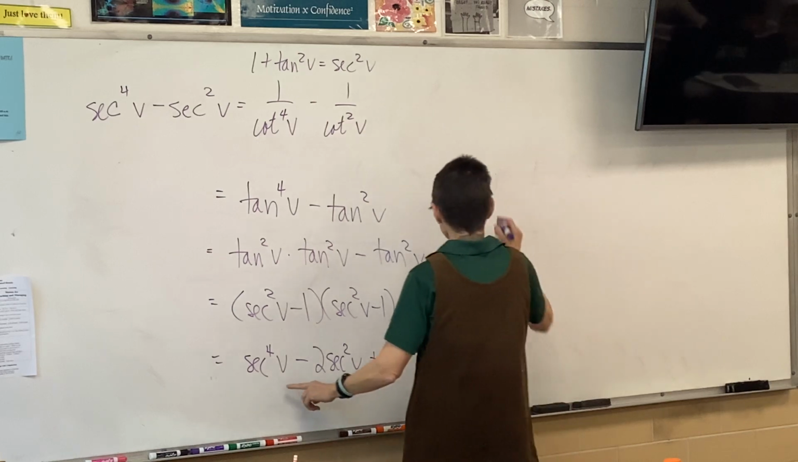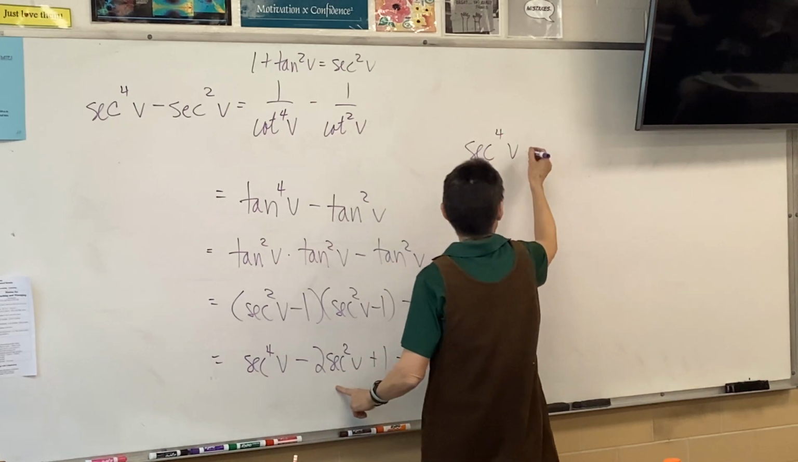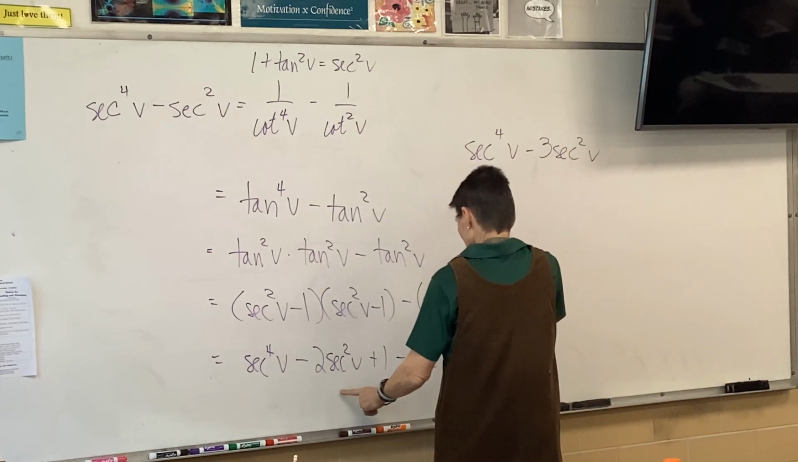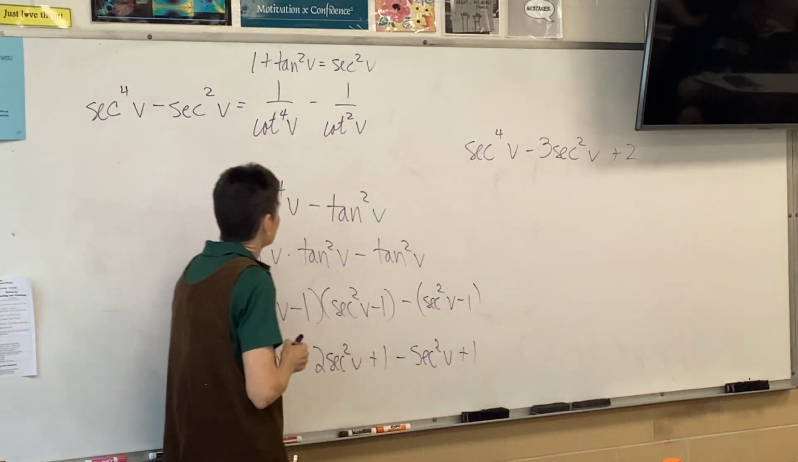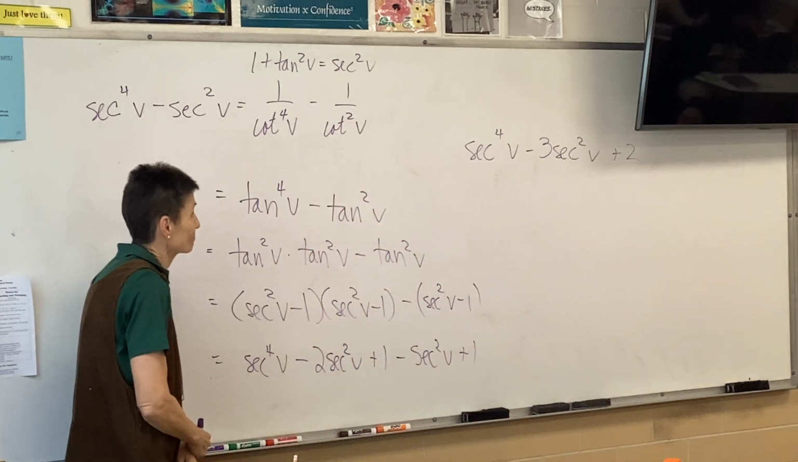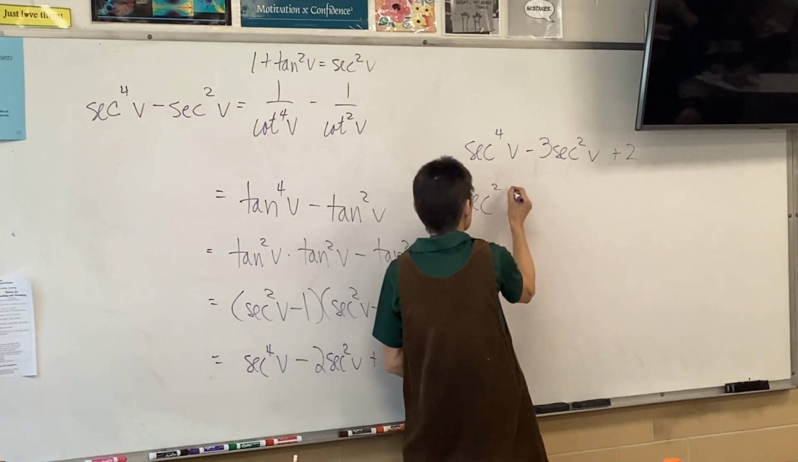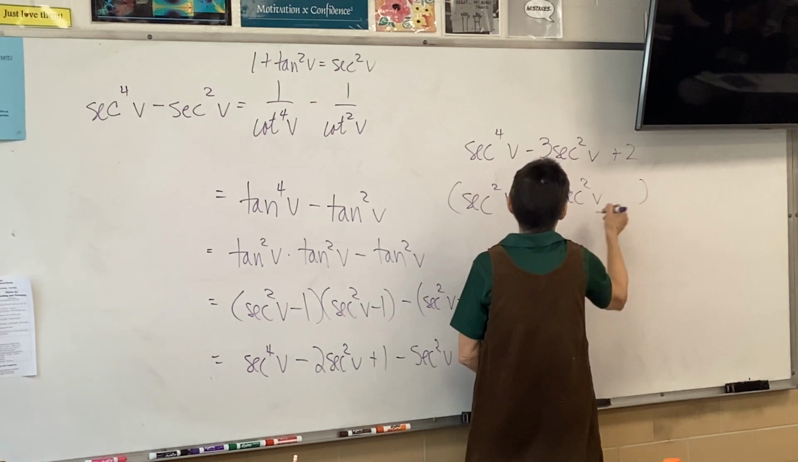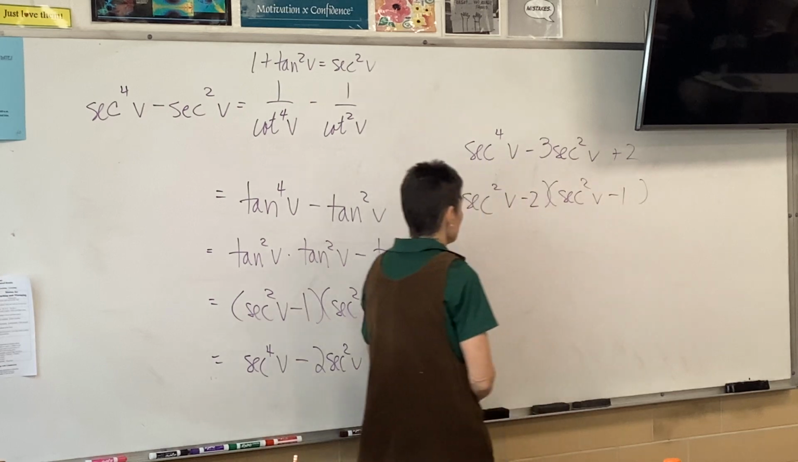Alright, what do I end up with here? Looks like I've got secant to the 4th minus 3 secant squared plus 2. Factor it? Good idea. So this is secant squared minus 2 minus 1, is that right?